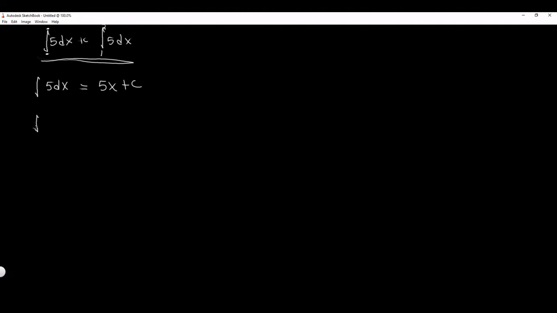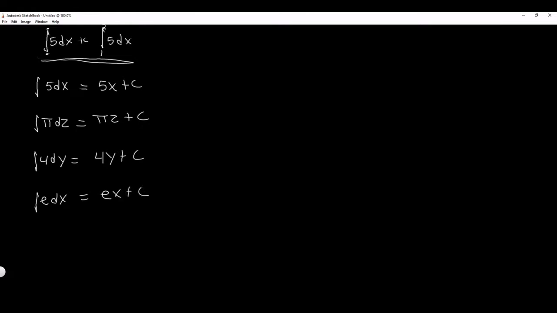What about the integral of pi dz? Well, pi is a constant, so the answer to this is pi z plus c. Okay. What about the integral of 4 dy? Well, 4 is also a constant, so this is going to be 4y plus c. And let's do one more. The integral of e dx. e is also a constant, so we're just going to add a variable, ex, and we can't forget the plus c.